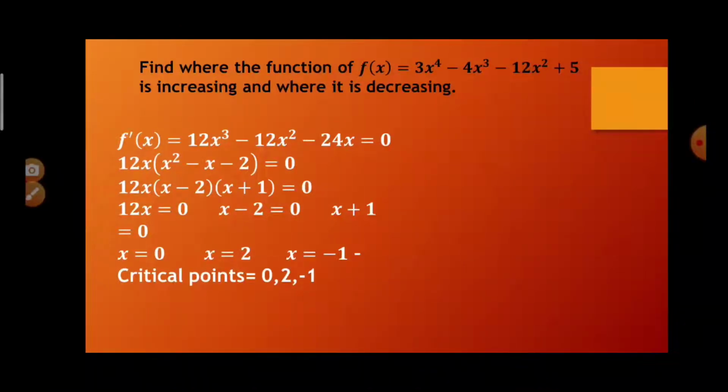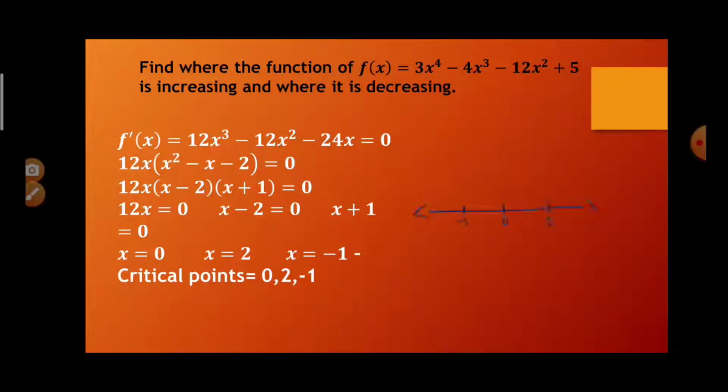So the factor of this equation is 12x, quantity of x minus 2 and quantity of x plus 1. So 12x equals 0, then x minus 2 equals 0, then x plus 1 equals 0. So our x is 0, positive 2, and negative 1. So that is our critical points, 0, 2, and negative 1.